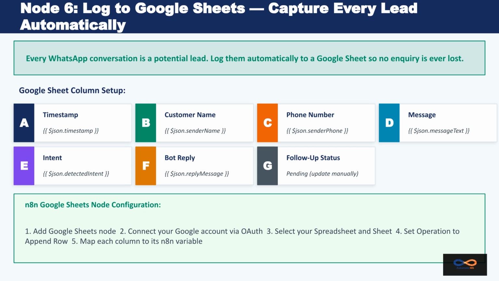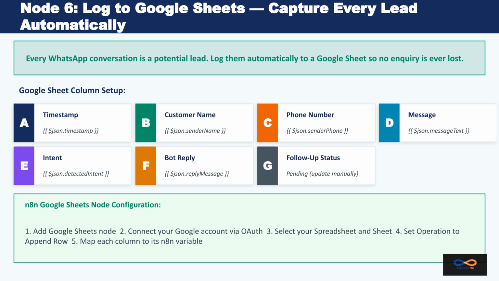Timestamp, customer name, phone number, the message they sent, the detected intent, the reply your bot sent, and a follow-up status column you update manually. In n8n, connect your Google account via OAuth, select your spreadsheet, set the operation to append row, and map each column to the variables you extracted earlier. Your lead database builds itself automatically.